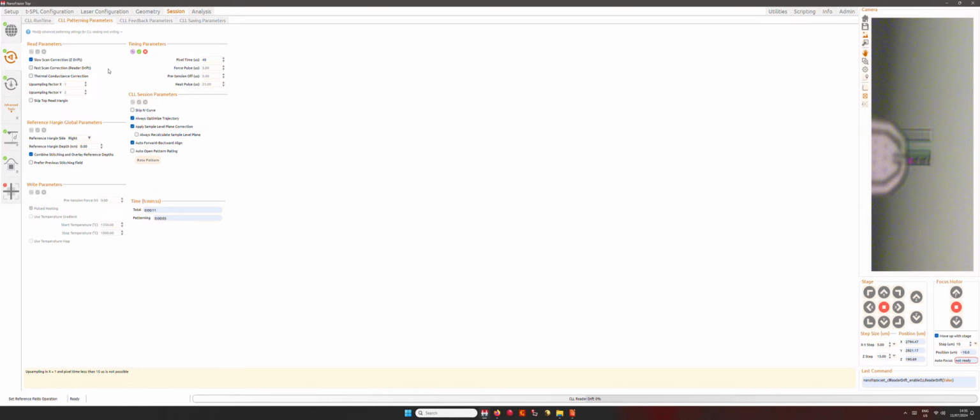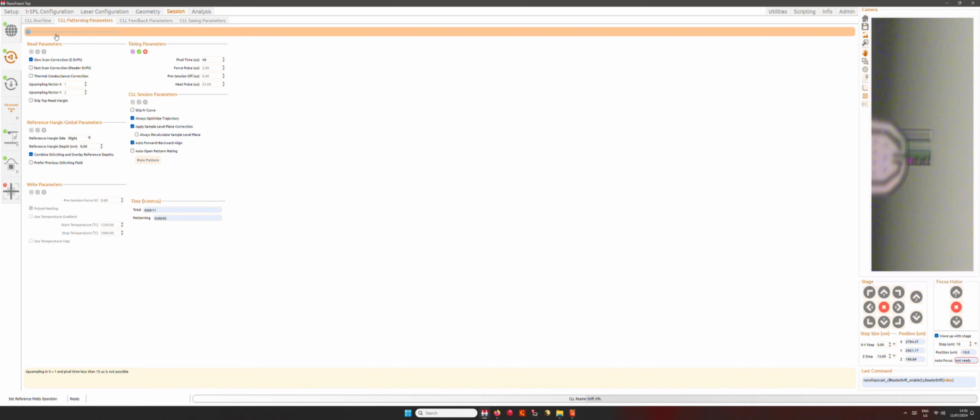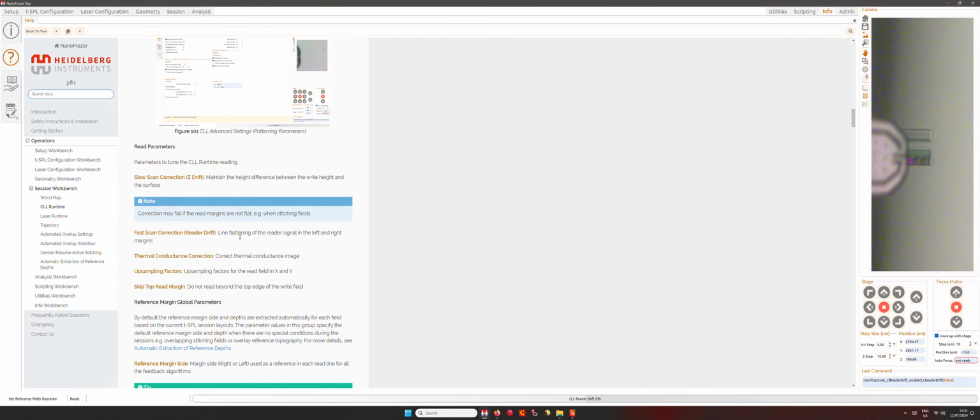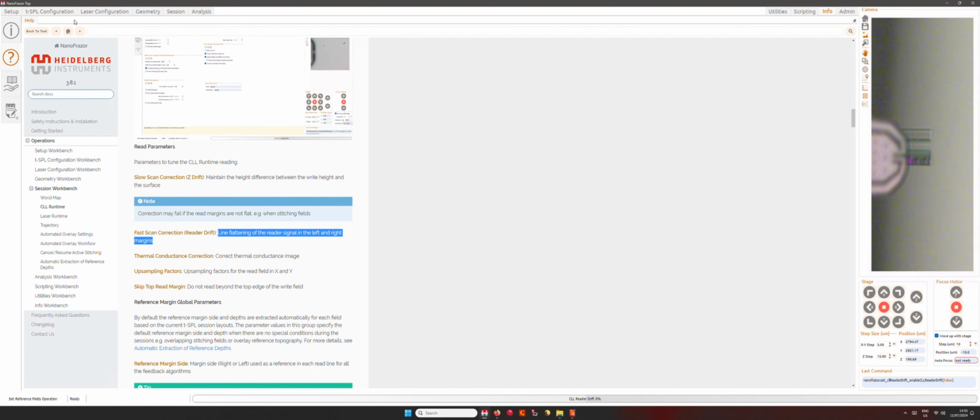Usually it's unselected because it can sometimes cause some problems, and we will see now when it can cause problems, but also how it can help. If you want a brief description, the user manual says that you have a flattening of the reader signal in the left and right margin.